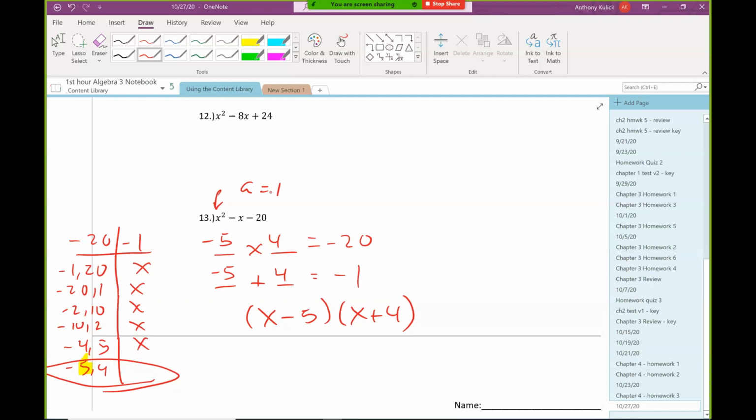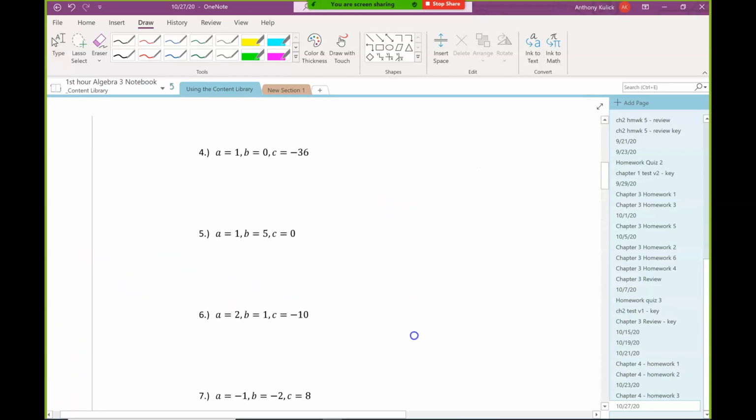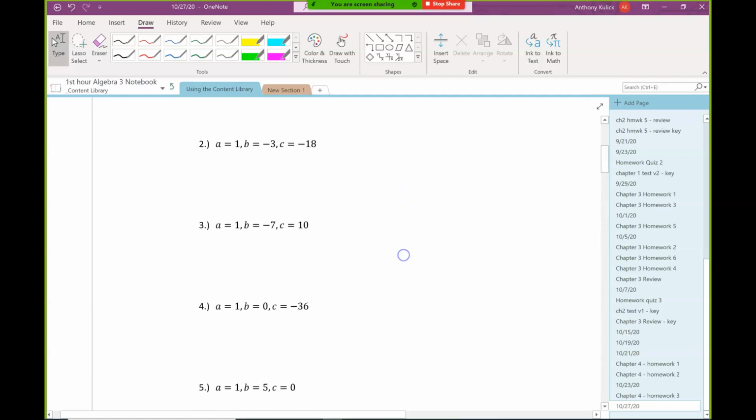Mr. Kulik, yes. Can I see homework 2, question 3? Sure. Homework 2, question 3. Okay. So here we don't have anything to factor. We're just practicing finding the two numbers. So we have to multiply to get 10 and add to give negative 7.